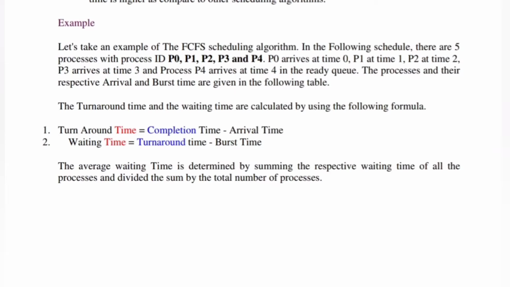The turnaround time and waiting time are calculated by using the following formulas: turnaround time = completion time - arrival time; waiting time = turnaround time - burst time. The average waiting time is determined by summing the respective waiting times of all processes and dividing the sum by the total number of processes.